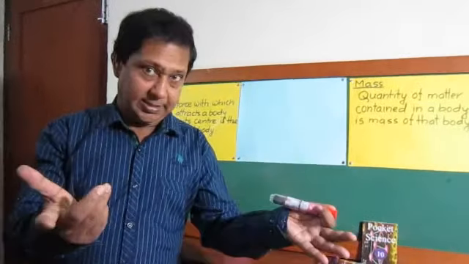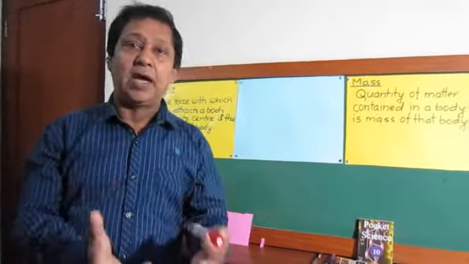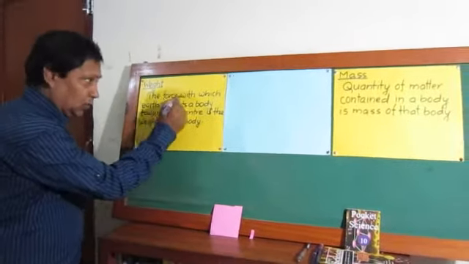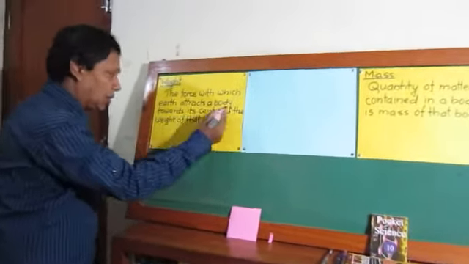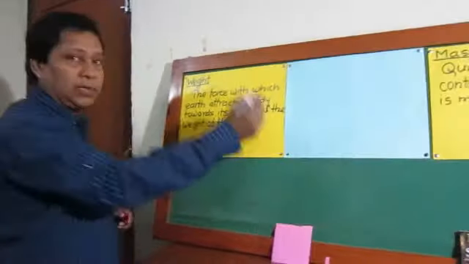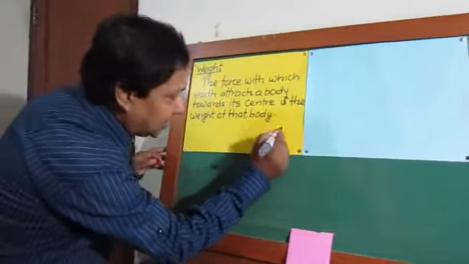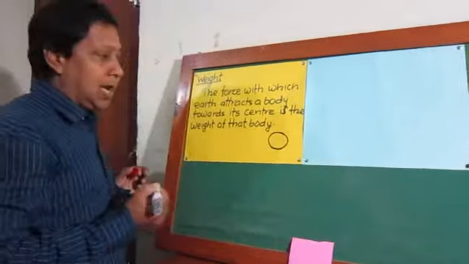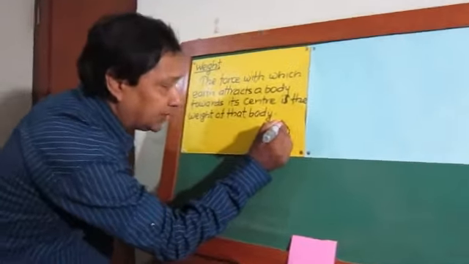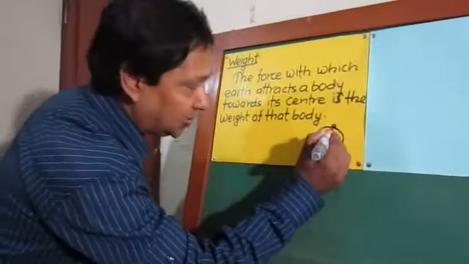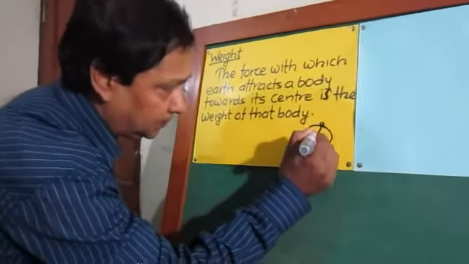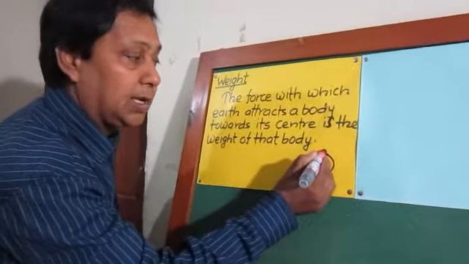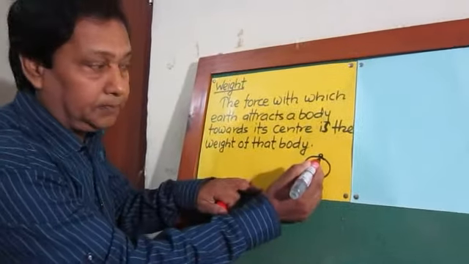What is weight? Now I am going to define weight. The force with which Earth attracts a body towards its center is the weight of that body. Let's say this is Earth and a body is on its surface. Now, Earth attracts this body towards its center. The force of attraction of the Earth acting on this body is the weight of this body.